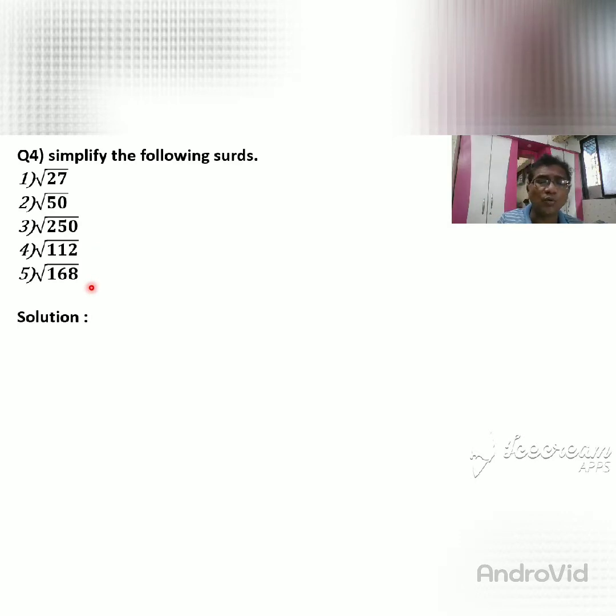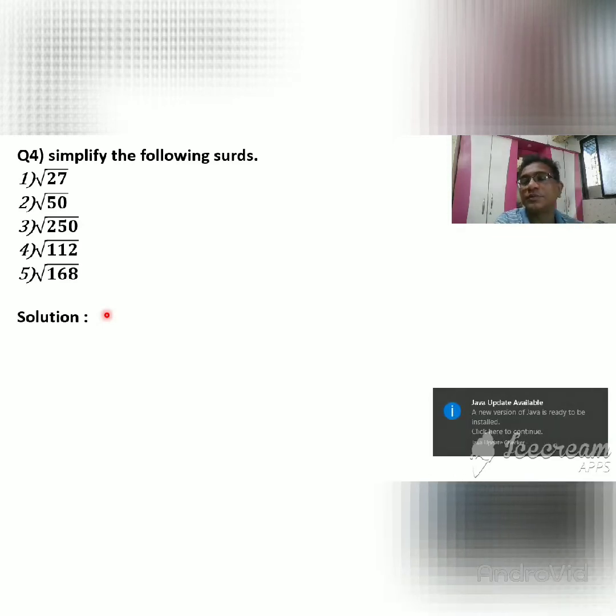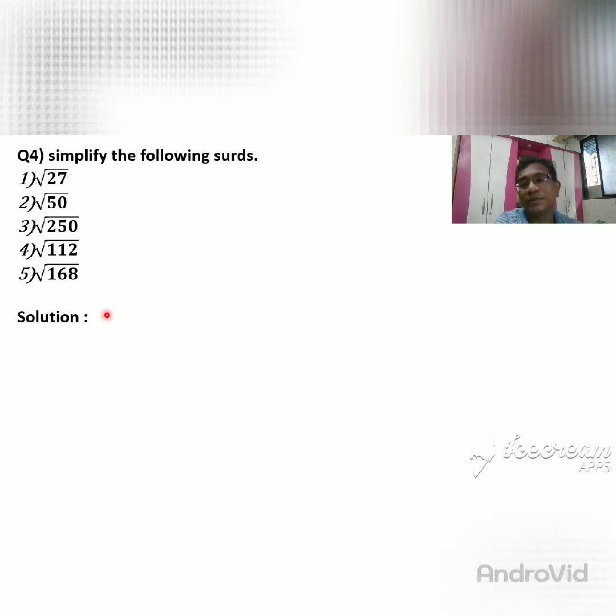Why do I say square root? Because in each V shape there is no number, which means the order is 2. Order is 2 means we want to find out the square root of 27, or simplify it. We factorize 27 in such a way that one number's square root can be found.